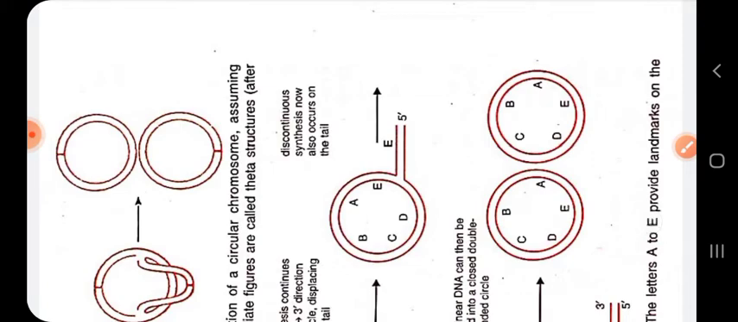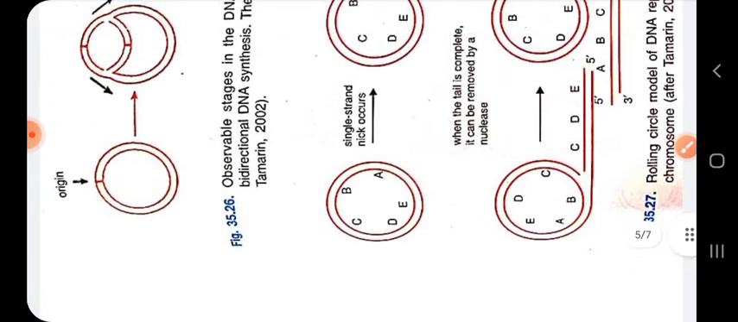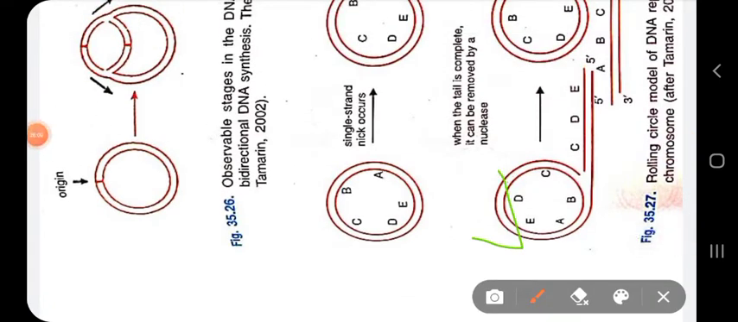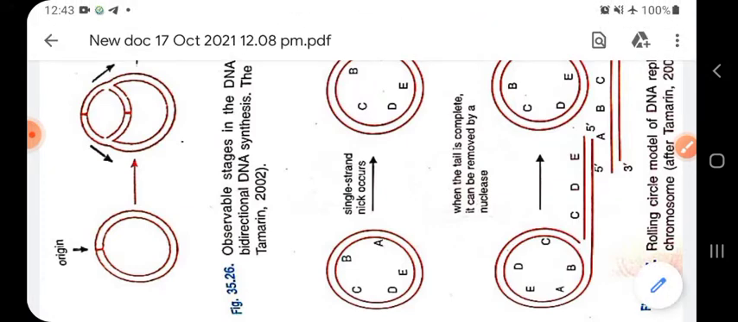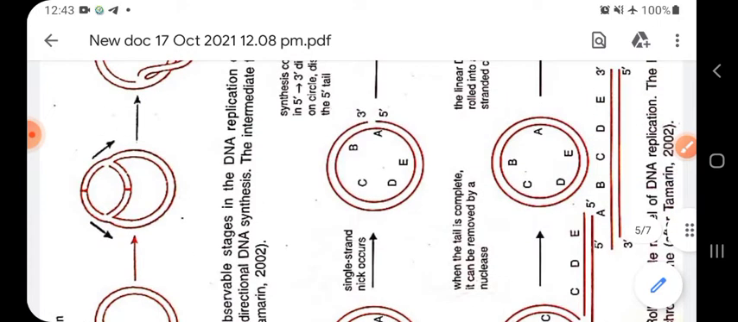Discontinuous synthesis is now also occurring in the tail. Next, look at this figure now. So what happened after that? When the tail is complete, it can be removed by a nuclease enzyme. So you can see in this way repeated synthesis, multiple synthesis can occur, and leads to the formation of concatemer, where a concatemer is a long continuous DNA molecule that contains multiple copies of the same DNA sequence linked in series.